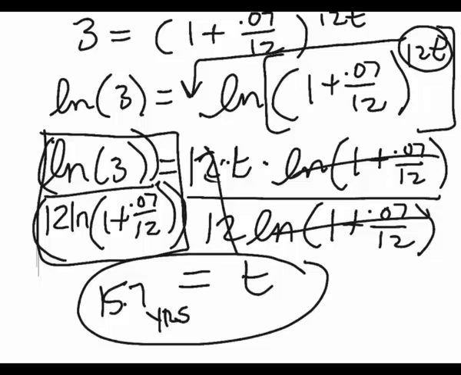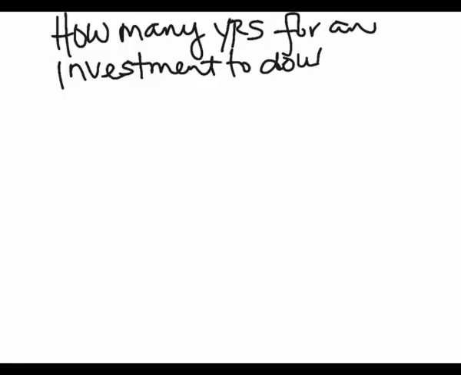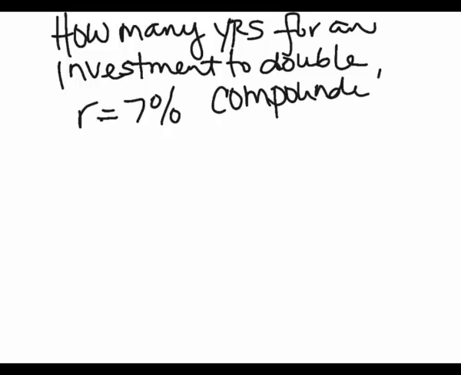Okay, I wanted to show you one more problem that usually gives my students some issues. The question is, how many years are required for an investment to double in value if it's appreciating at the rate of 7% compounded continuously? Okay, so how many years for an investment to double? 7% rate compounded continuously. So compounded continuously, you already know we're going to use Pert, right?